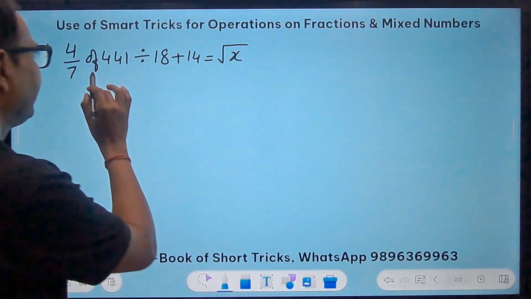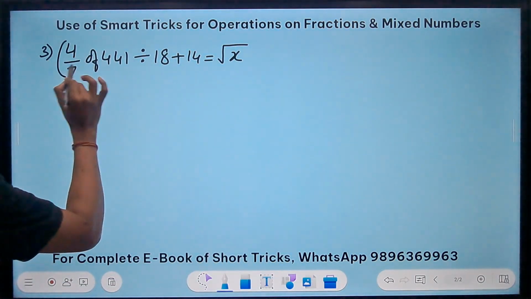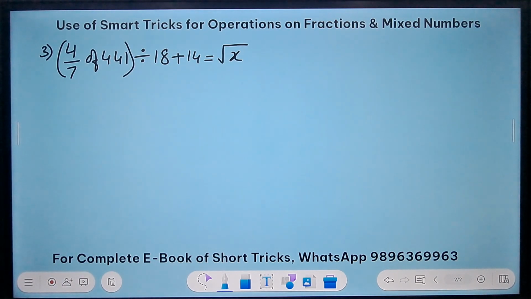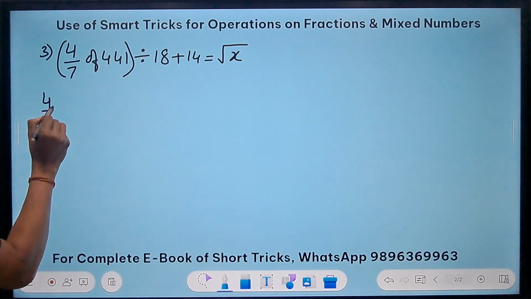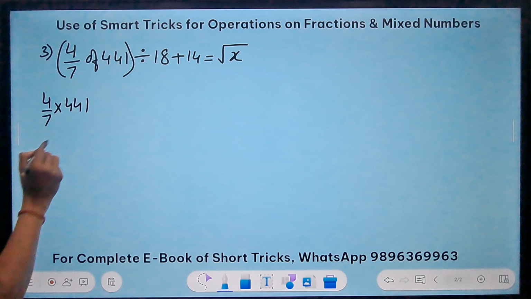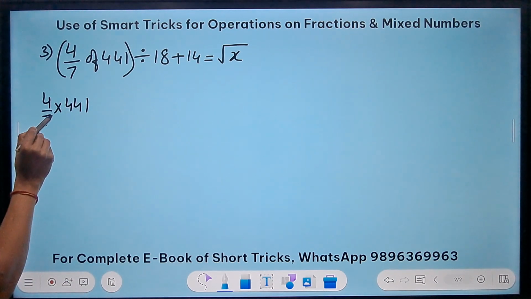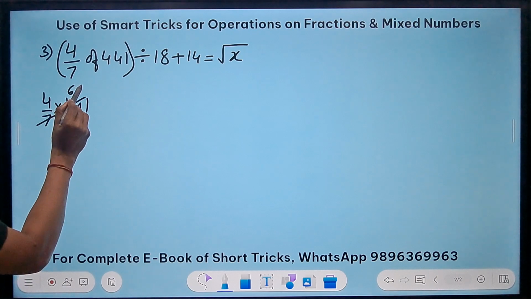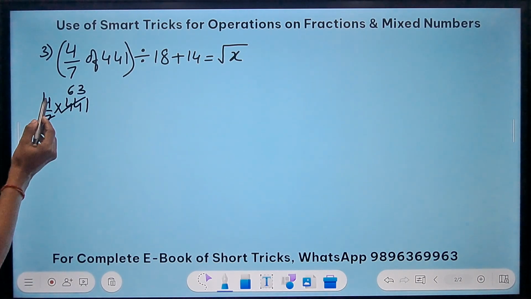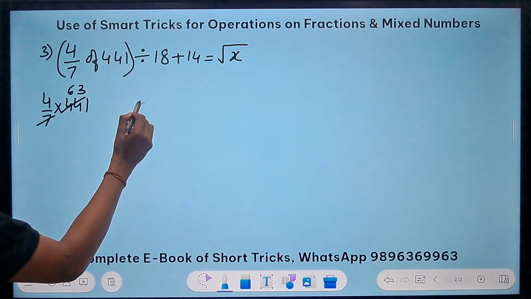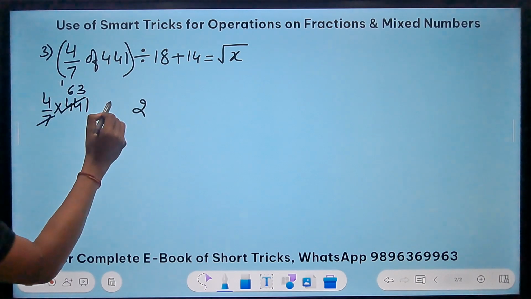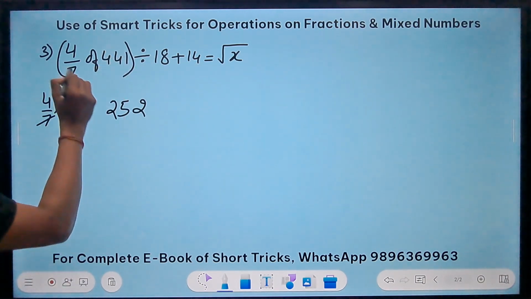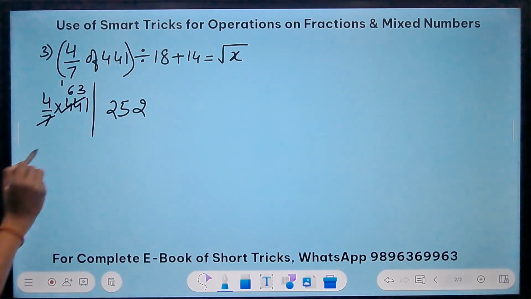So I told you of has to be taken care of first. So I have to do 4/7 of 441 first. 4/7 of 441. Does 7 cancel 441? Let's check. 7 6s are 42, so 21 means 3. It does. And 4 3s are 12, 2 1 carry means 24, 25. 252 is the answer for this bracket, right?